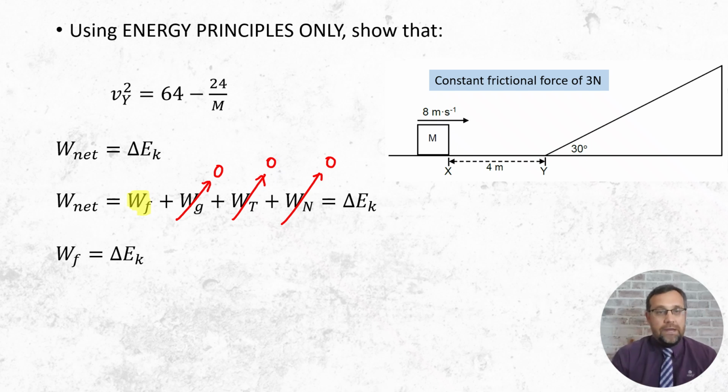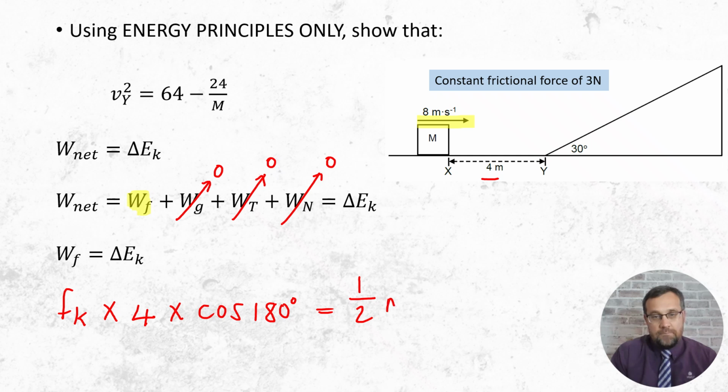And now we can rewrite this as the frictional force times the displacement, and that is 4 meters, times the cos of 180 degrees. The block moves to the right, friction works in the opposite direction. And this is equal to half times the mass times the final velocity squared minus the initial velocity squared.